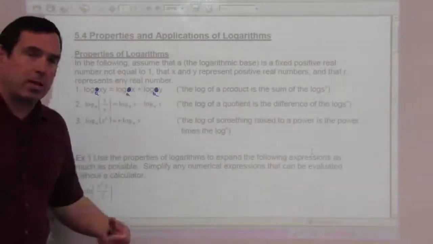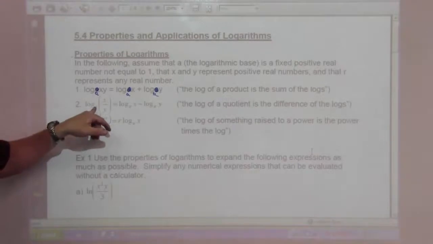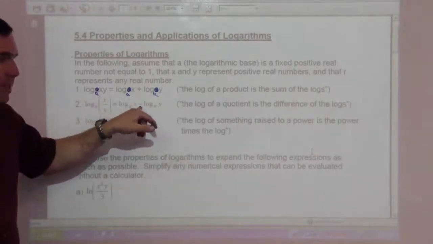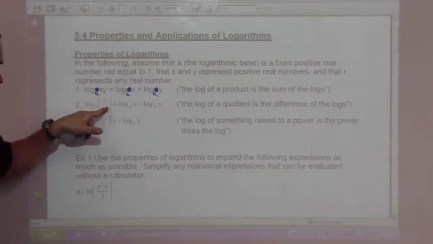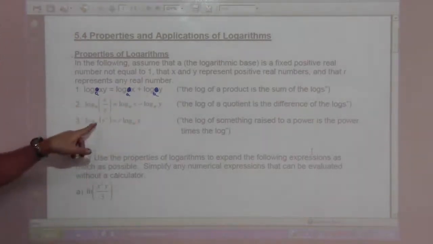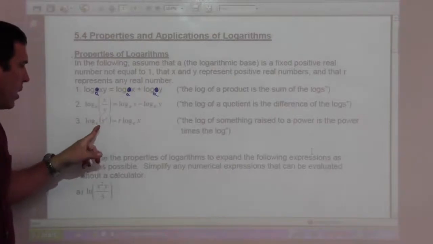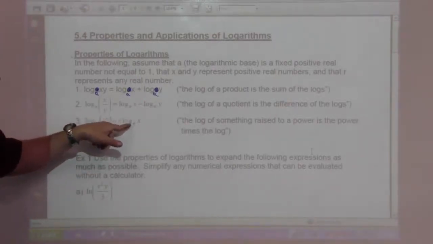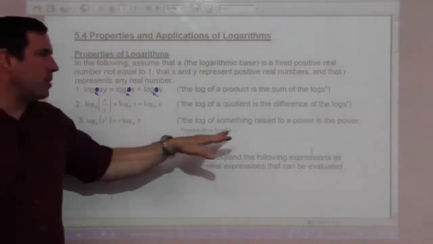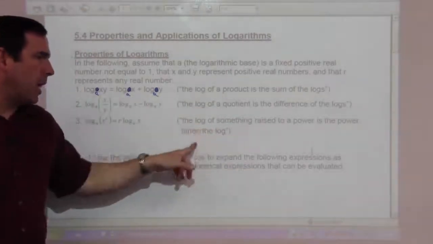You can go the other direction with that too. Log base a of x over y is log base a of x minus log base a of y. So the log of a quotient is a difference of logs. Now this one I talked about in the last section, log base a of x to the r. The r can come out front. That's r times log base a of x. The log of something raised to a power is that power times the log.